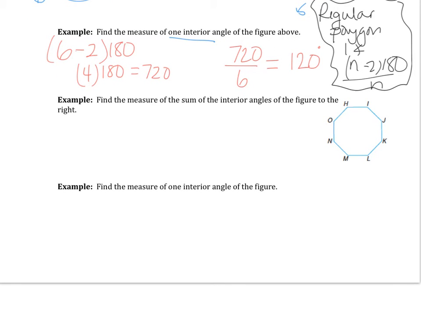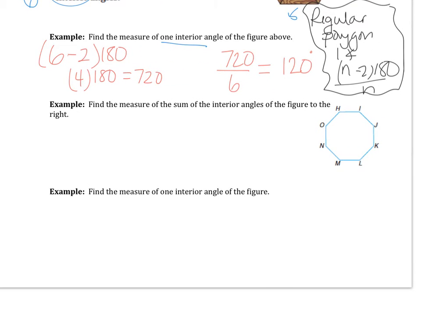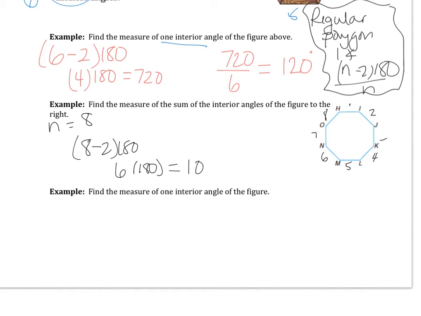Alright, moving down here, find the measure of the sum of the interior angles of the figure on the right. So first thing we're going to do is count our sides. I see we've got 1, 2, 3, 4, 5, 6, 7, 8 sides. So I'm going to go ahead and plug that into my formula here. So n is equal to 8. So 8 minus 2 times 180, 6 times 180. That's equal to 1080 degrees there.